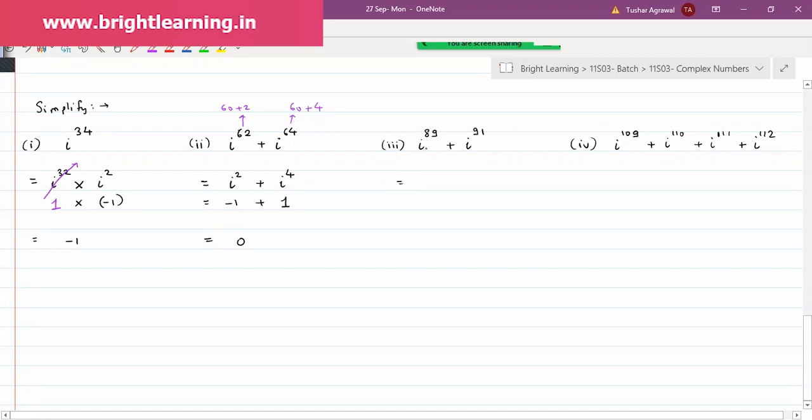Here 89 is what's the closest number which is a multiple of 4? Closest number multiple of 4 is 88. So i raised to 88 multiplied by i raised to 1, addition i raised to 88 multiplied by i cube. So what will be this? i raised to 1 is i only, sir. Addition. i cube is what? i square multiplied by i, so that is minus of i. So it is again 0.